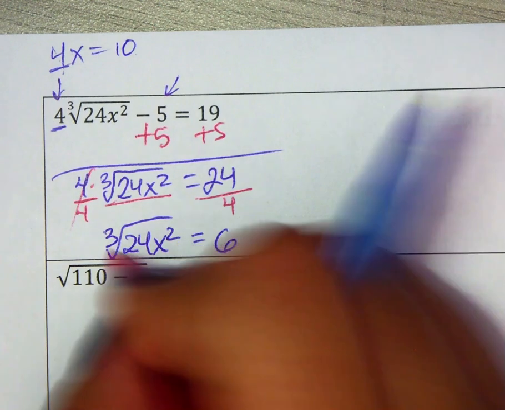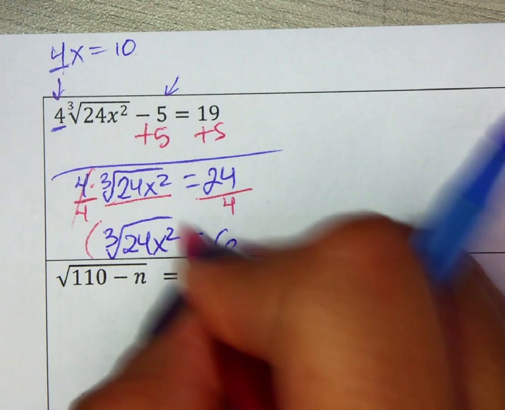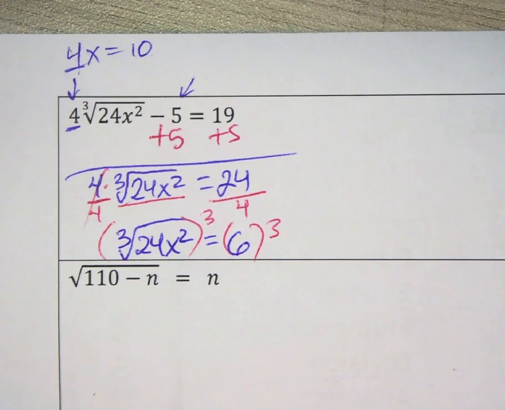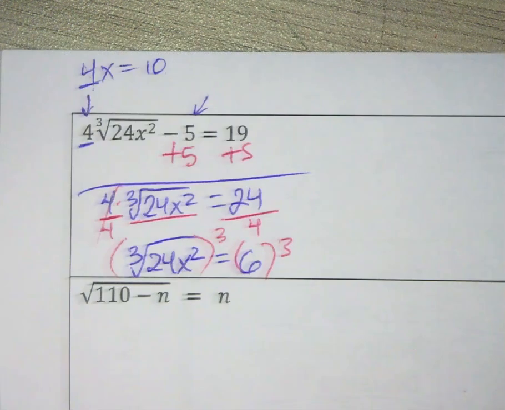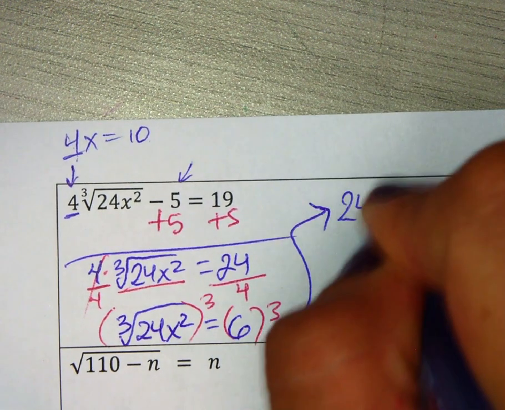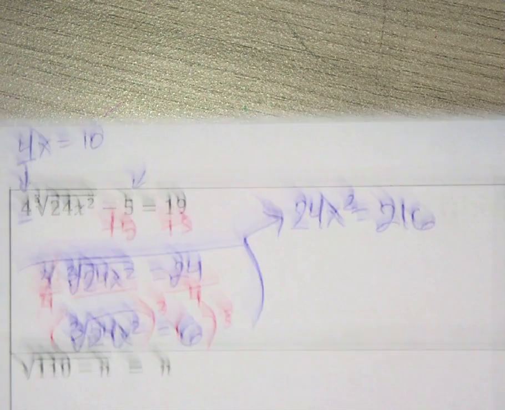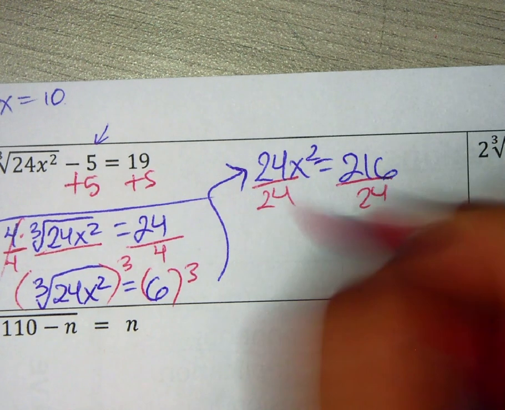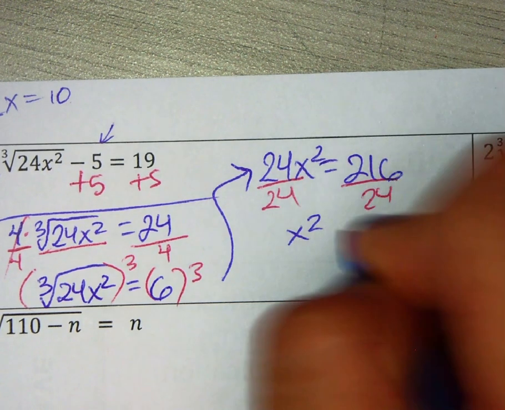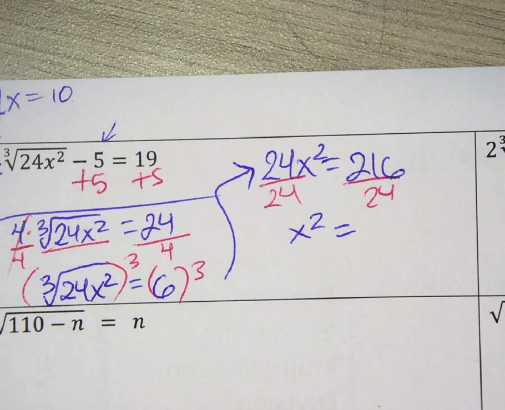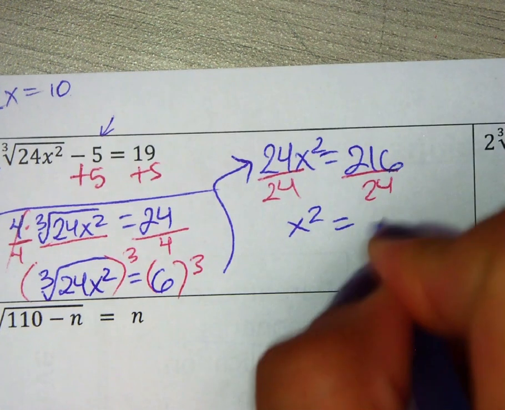To eliminate the cube root, and this goes back to the earlier equation, you just raise it to the power of 3. And then for this one, you're going to have 216 equals 24x squared on this side. To get the x by itself, we want to get rid of the 24. And that leaves you with x squared equals, I believe it's 9. 216 divided by 24. Yes, it's 9.